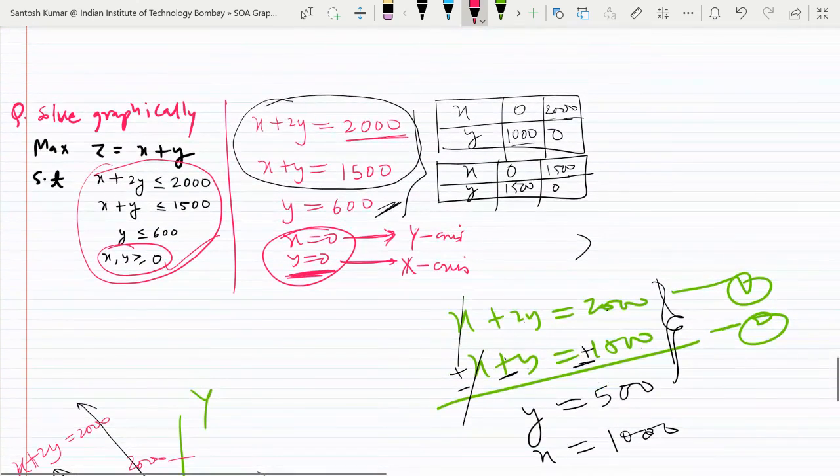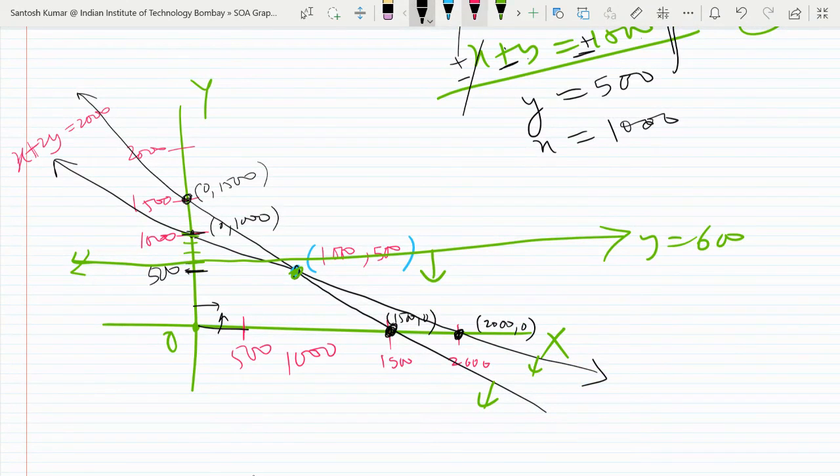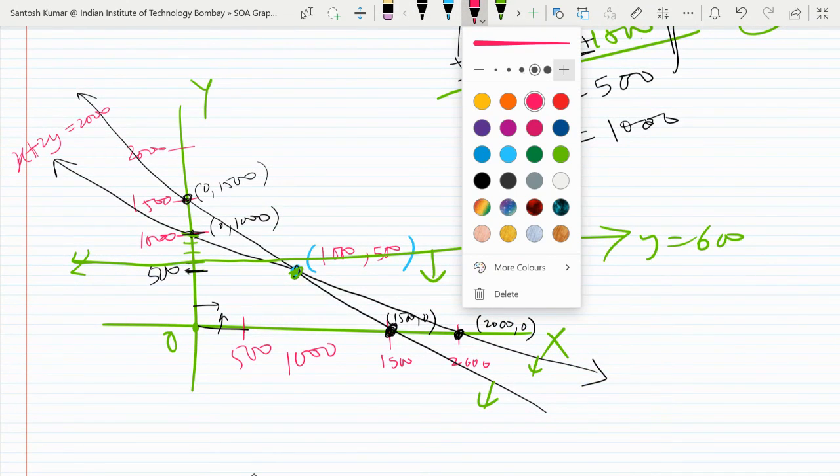Okay, the last part was x is positive, y is positive. x positive, y positive means the first quadrant. You have to only consider the first quadrant. So let me color that.